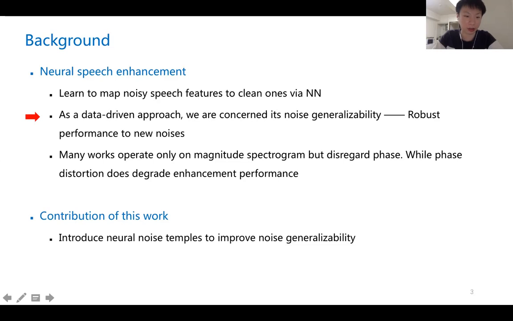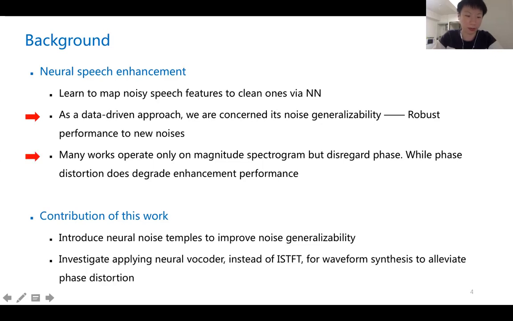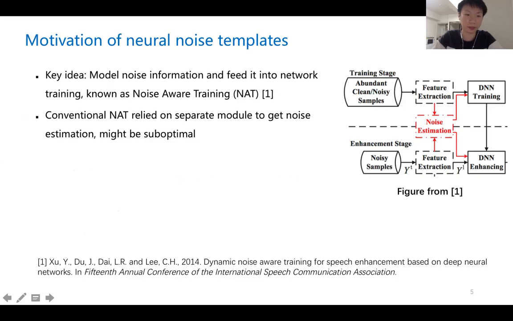First, we introduce neural noise templates to improve noise generalizability. And second, we apply a neural vocoder instead of inverse STFT for waveform synthesis to alleviate phase distortion.